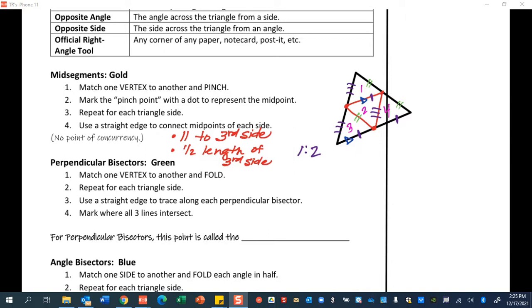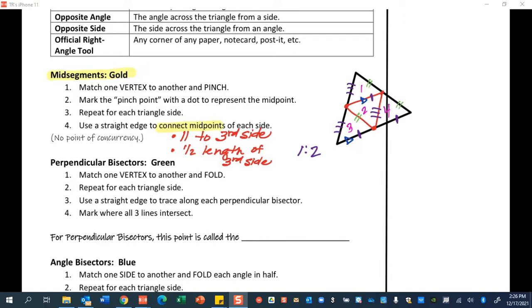Mid-segments, we've already talked about. Those are your gold triangle. And whether you have an acute or a right or obtuse triangle, it doesn't matter. As long as you connect the midpoints of each side, you end up with those mid-segments. Everybody got those notes either on the triangle or on this white page? Give me a thumbs up, let me know you're good.